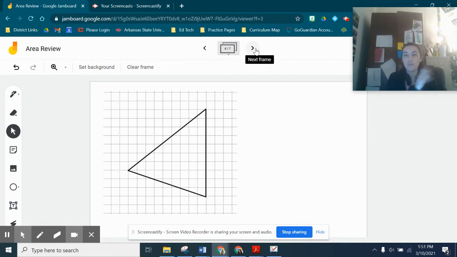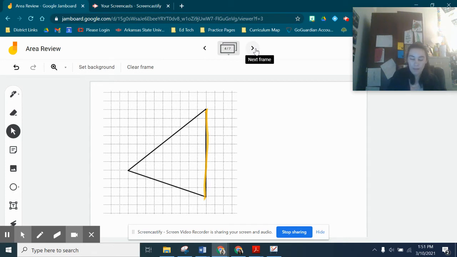There's not two straight. We can find our straight, and whatever straight you find is going to be your base for sure. Then your height is going to have to be something you create. That is the only straight line that I can see. The others are slanted. So we are going to use that for our base.